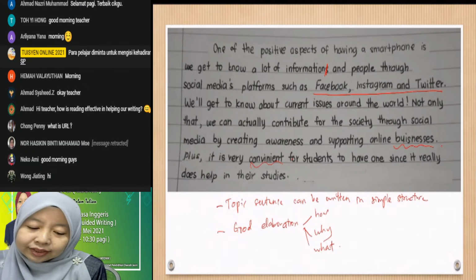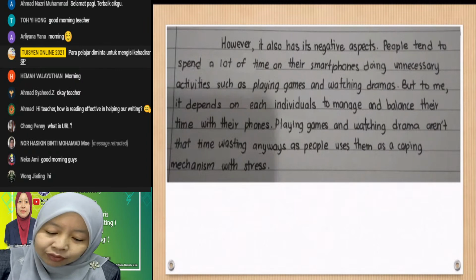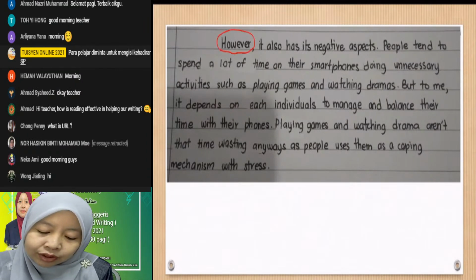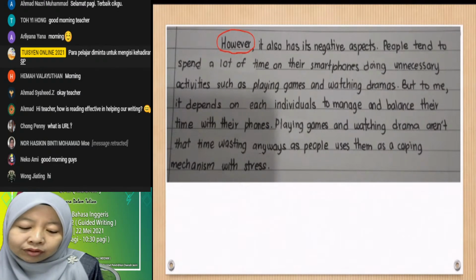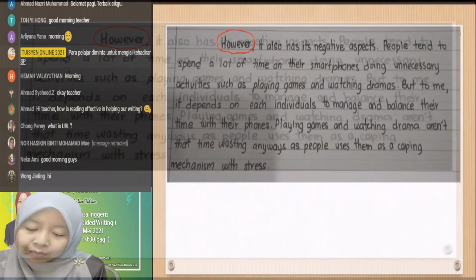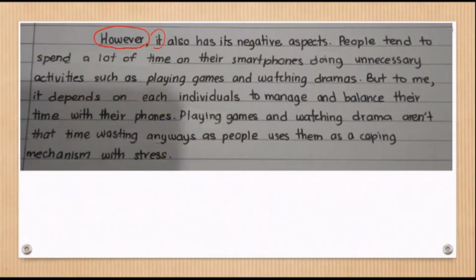Okay. Third paragraph. "However." The word "however" shows a contradicting idea. So what are the other cohesive devices that you can use? "In contrary," "contrastingly," "smartphone also has its negative aspect." Okay, so the student uses the word "it." Why? In your first line you used "smartphone," so we know that the subject is about smartphone. So for your second sentence, when you want to repeat the term "smartphone," you can use "it."